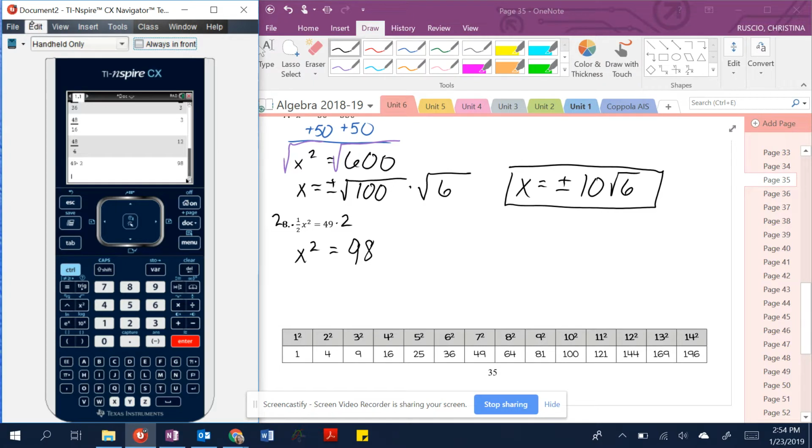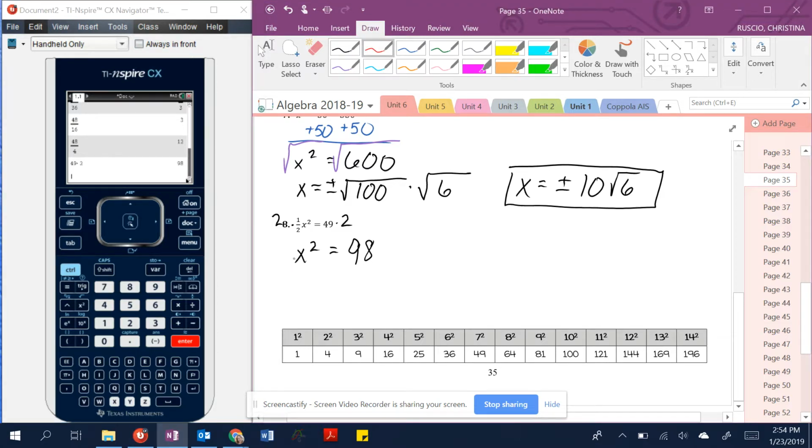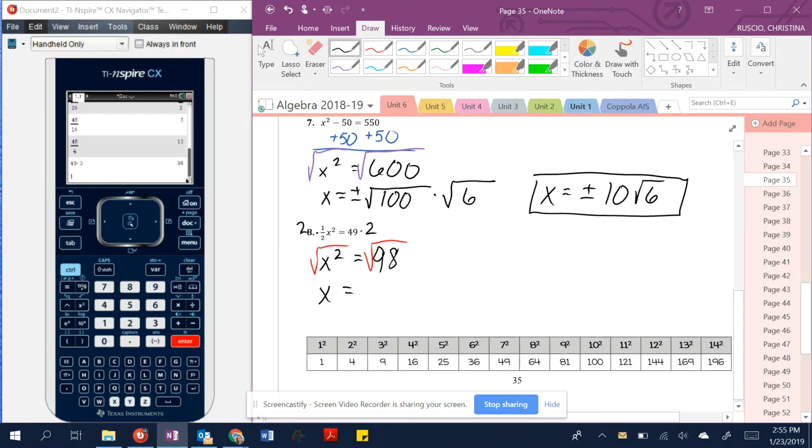Okay, why did I do that? Well, the opposite of multiplying by 1/2 is multiplying by 2. Don't divide both sides by 1/2. Don't do it. Don't be that guy or girl. All right, you guys know what to do. Take the square root of both sides. Get it over with. X equals the square root of 98. Oh, they're down here. Cool.